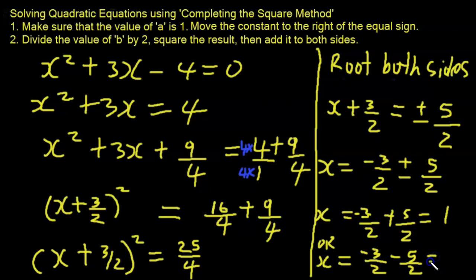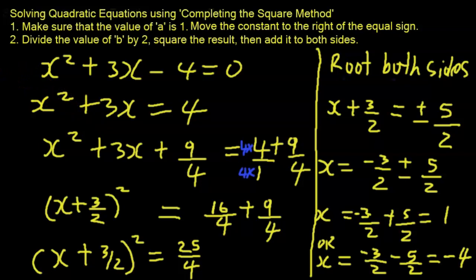Here, same denominator, so we can just subtract the numerators: minus 3 minus 5, that's minus 8. And minus 8 divided by 2, that's minus 4. So the solutions are x equal to 1, x equal to minus 4.